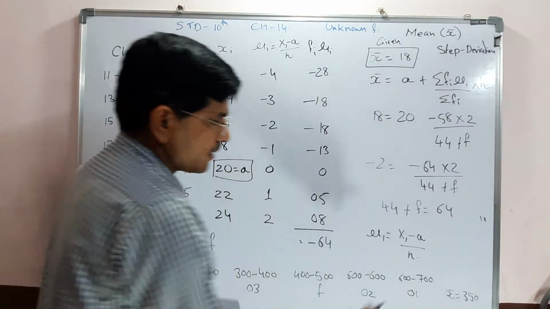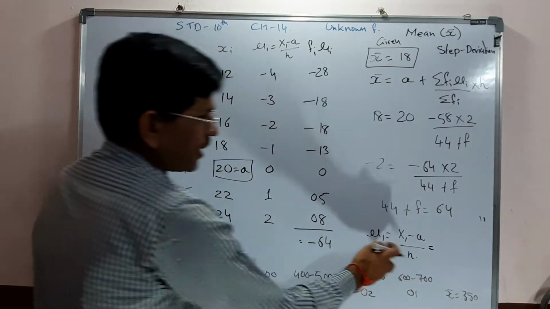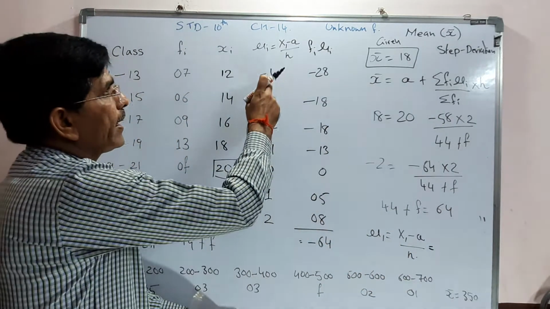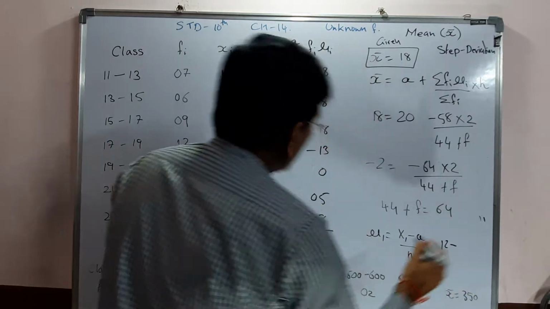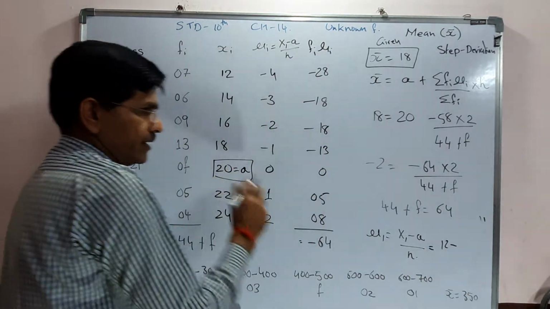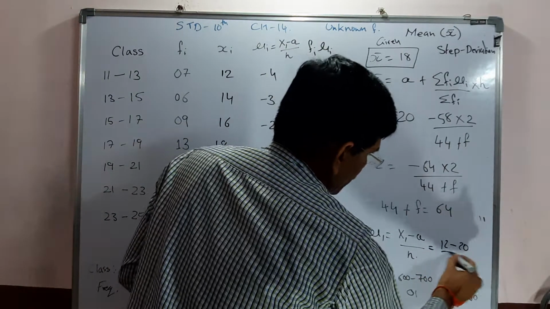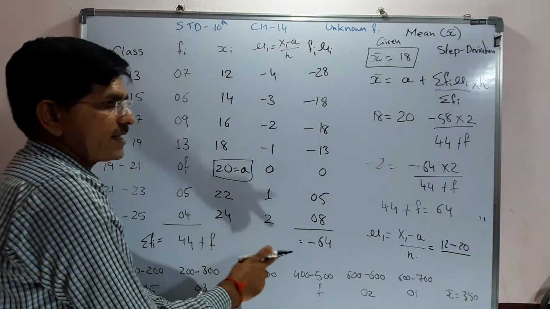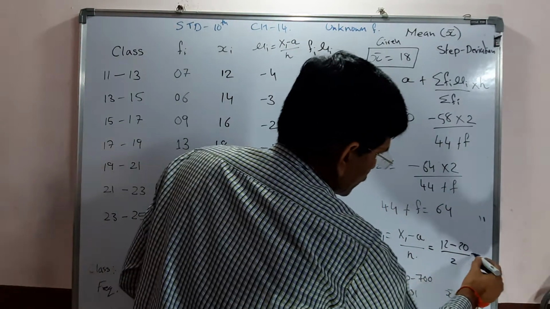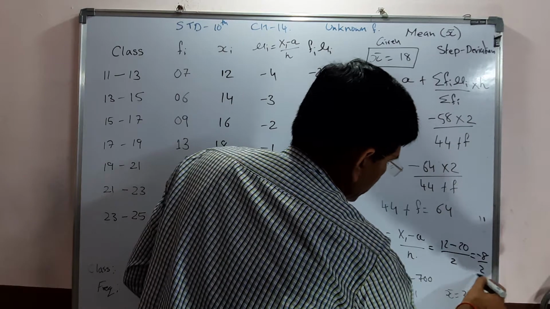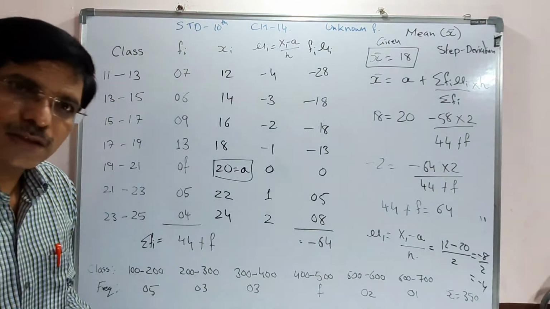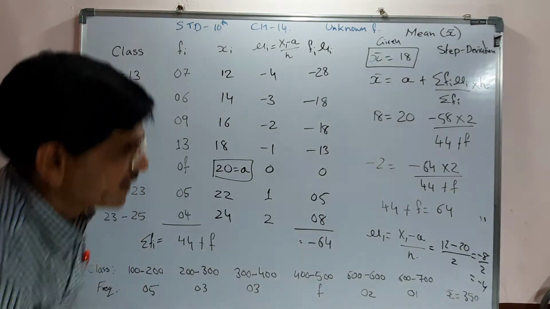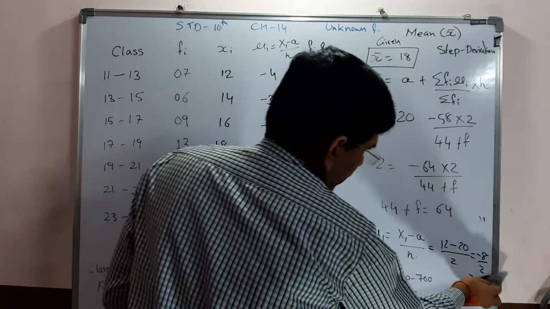We know that we have also explained how we can find out ui. xi means 12. So 12 minus a, that is 20, divided by h, that is 2. So minus 8 divided by 2, that is minus 4. That is why I am writing minus 4. But we know that we have to write it directly. Don't do the calculation.